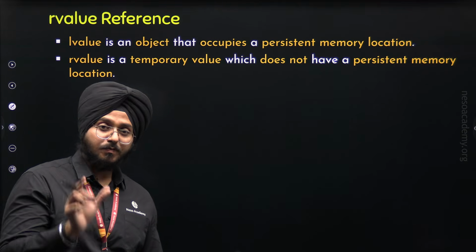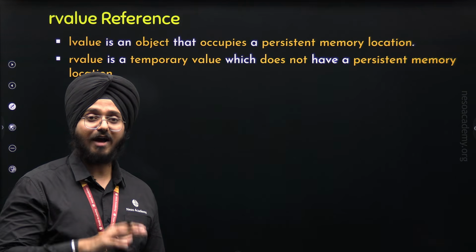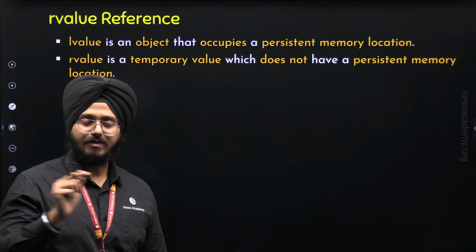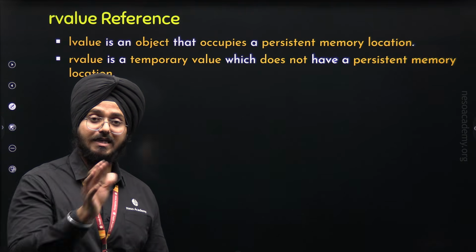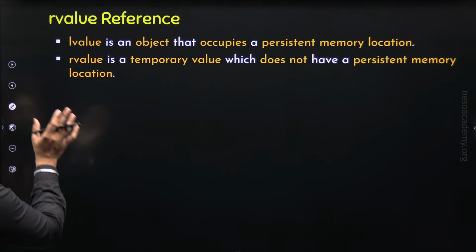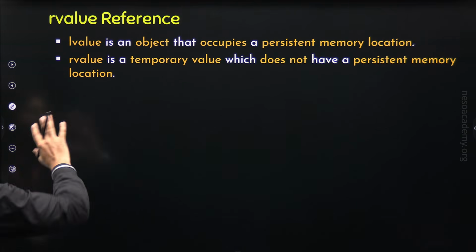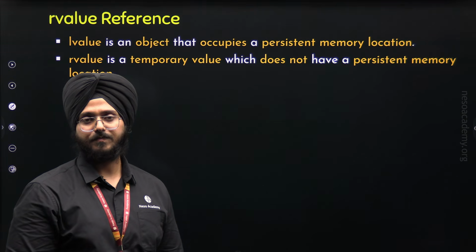Now, when the expression of which the rvalue is part of gets evaluated completely, then this non-persistent memory location gets deallocated. So I hope it is clear to you what is rvalue. Rvalue is a temporary value which does not have a persistent memory location.